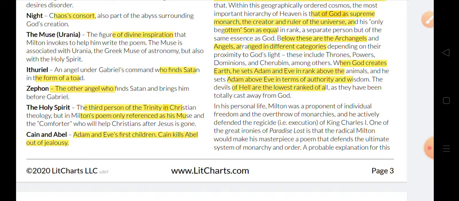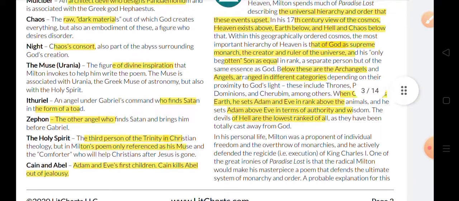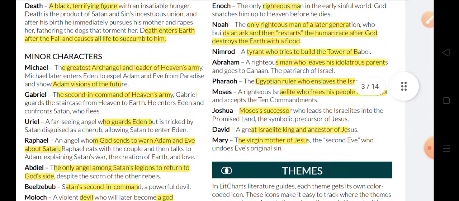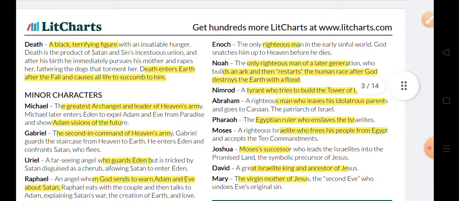And then Cain and Abel, Adam's and Eve's first children. And Cain kills Abel out of jealousy. And from that, death occurs to humans. It begins. And other characters including Enoch, a righteous man. Noah, the only righteous man of a later generation, who built an ark and restarted humanity after God destroyed the earth with a flood. And Nimrod, a tyrant king who tries to build the Tower of Babel.